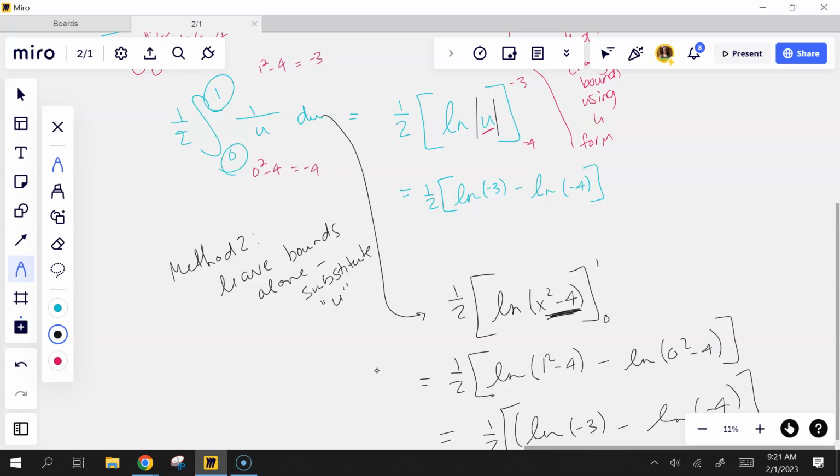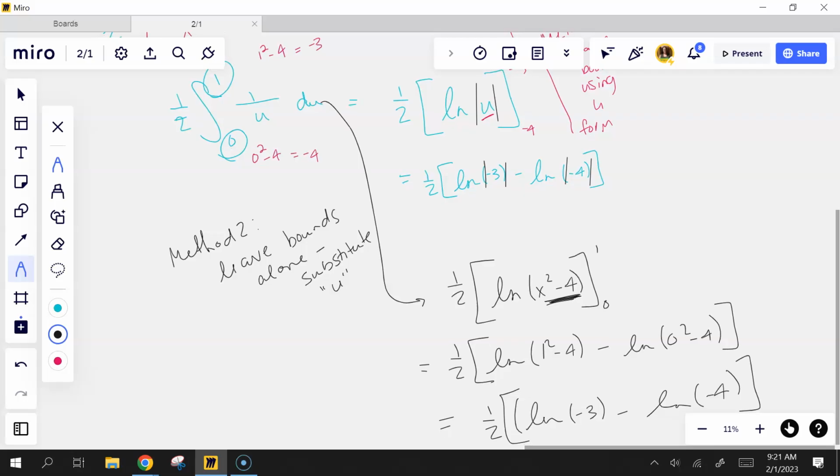I can't do the log of a negative, right? Think about what it means. E to the what power would give you a negative number? There's nothing you can do. So you always do the absolute value here. So this is really going to be positive 3 and positive 4, but here's what you have to be able to do. Here's where it gets confusing, y'all.